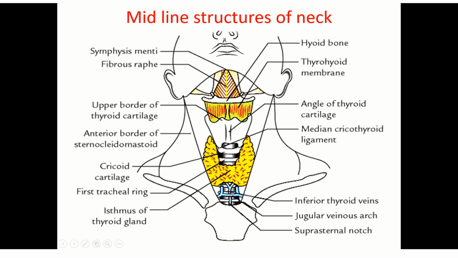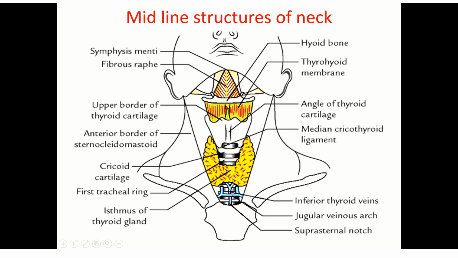As you start here, you can see this is the symphysis menti, and in the midline you can see a median raphe extending from symphysis menti to the hyoid bone, which is formed by the decussation of fibers of the mylohyoid muscle, which forms the diaphragma oris. You can see this is the body of the hyoid bone.